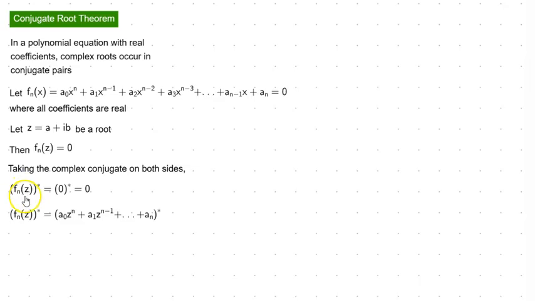Let's take the left hand side. So the conjugate of f sub n of z is equal to the conjugate of the expanded form of f sub n of z. Now here we are going to use another property of conjugates, that is, conjugation distributes over addition or subtraction. So let me first list down the properties that we are using, the properties of conjugates.